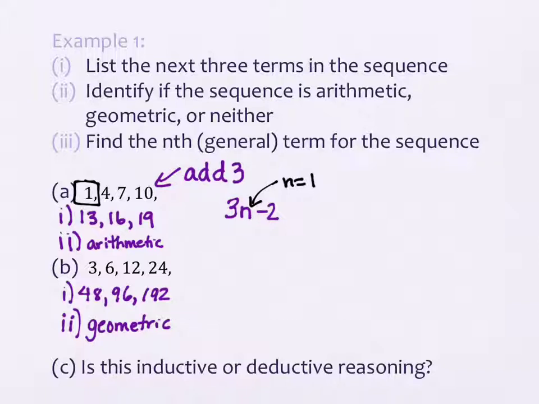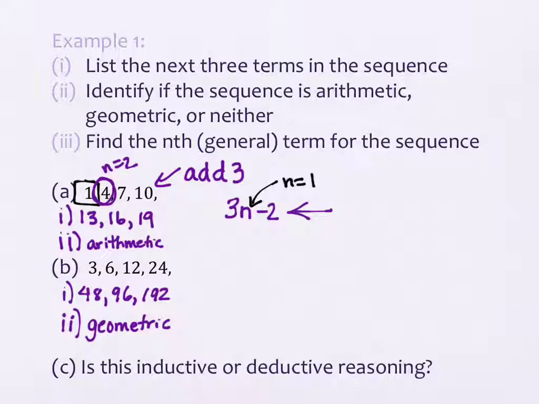In some sense, this is almost like you're doing just a tiny bit of deductive reasoning, right? Just a little bit of guess and check. And you can, in fact, guess and check to make sure you did it right by using the second term or the third term or whatever. This term is n equal 2. If I put 2 in here for n, 3 times 2 minus 2, do I get the term I wanted? I do.